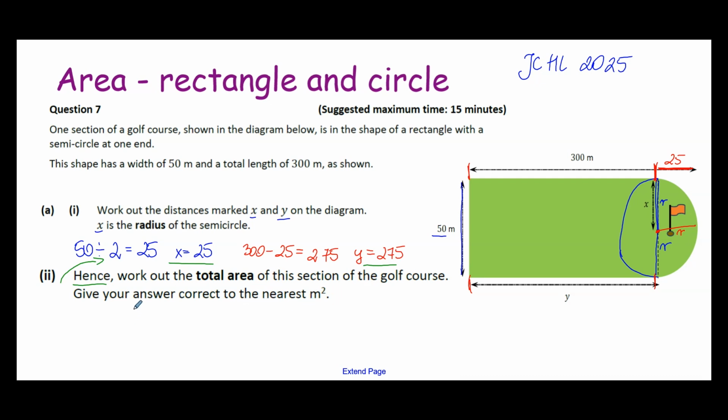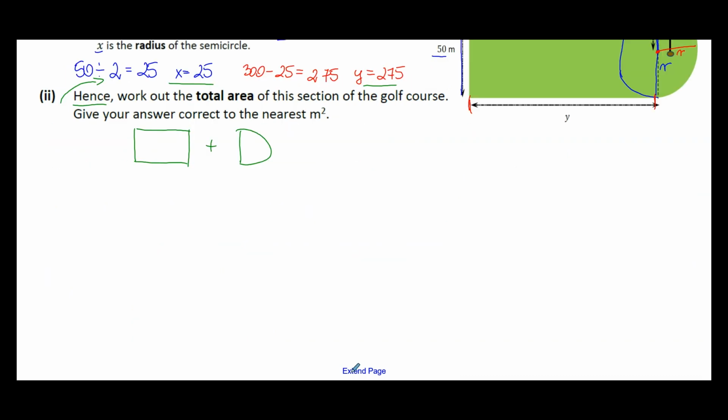So what are the shapes we are looking at? One shape is a rectangle and the other is half a circle. How do I calculate the area of a rectangle? That is length multiplied by width, basically one side multiplied by the other side. What's our measurement? That one is 50, and that one here is Y, which we know is 275. So that part will be 50 multiplied by 275, and therefore plus.